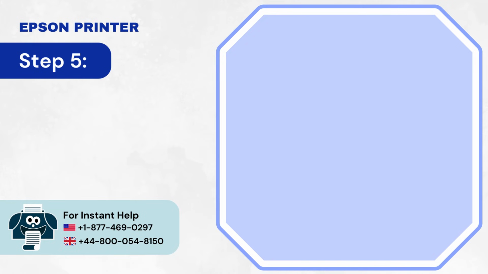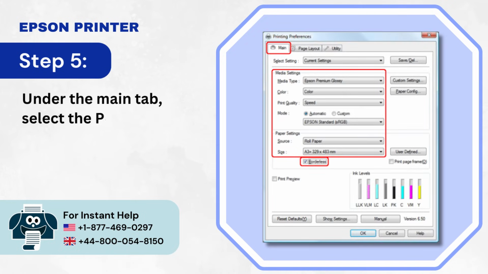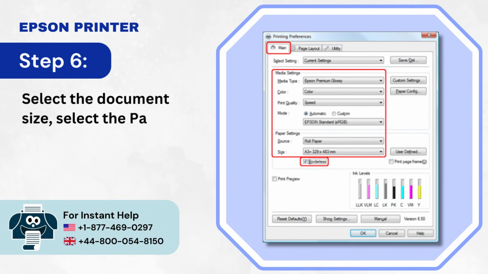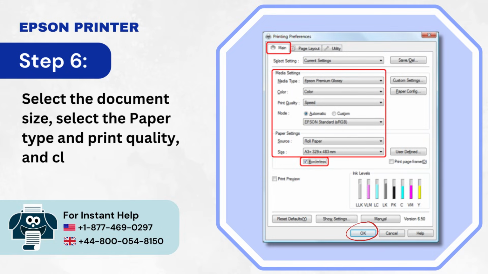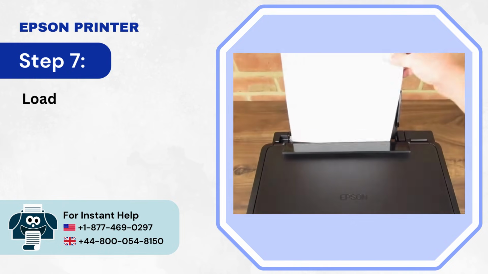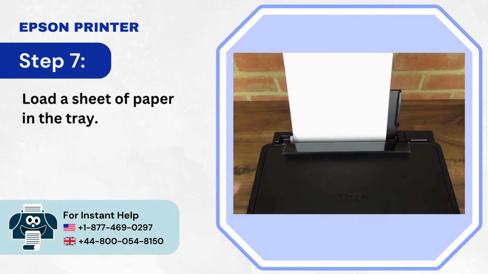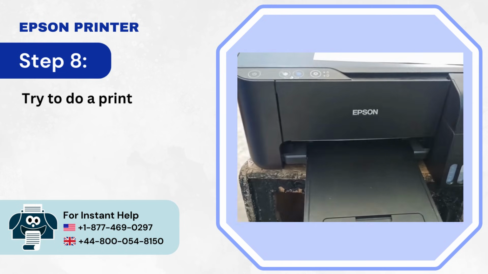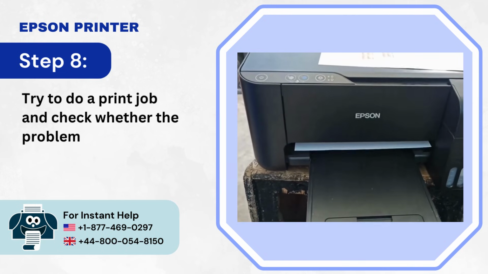Step 5. Under the Main tab, select the paper source. Step 6. Select the document size, select the paper type and print quality and click OK. Step 7. Load a sheet of paper in the tray. Step 8. Try to do a print job and check whether the problem is resolved or not.